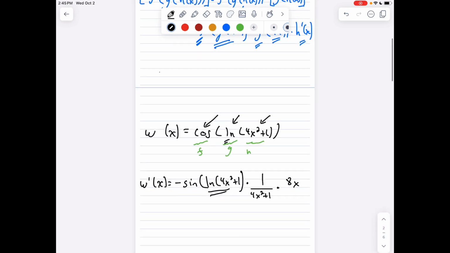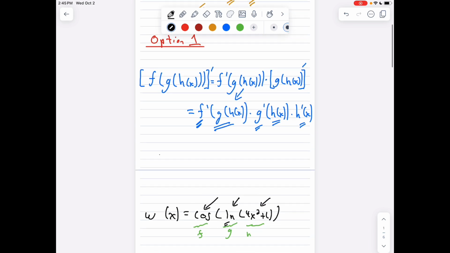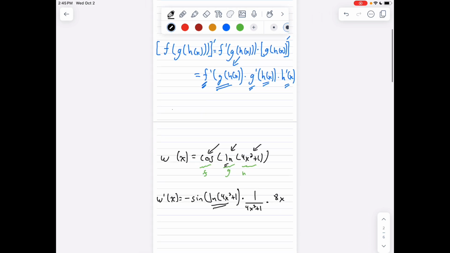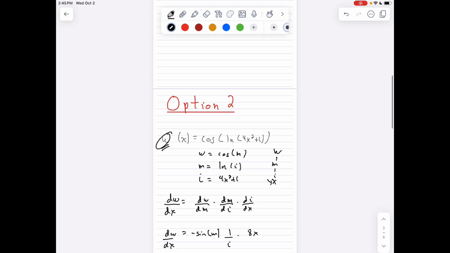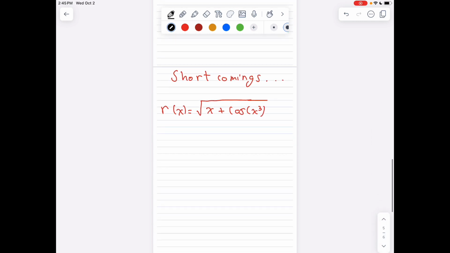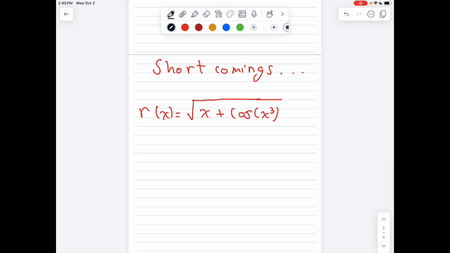The first method, if I had to say if there were any downsides to it, you're sort of keeping track of what the outside is, what the inside derivative is, and such, so be aware of that. Now, both these methods have shortcomings, okay? Like any method does. But for example, if you had r of x equals the square root of x plus cosine of x cubed, you could rewrite this as x plus cosine x cubed to the 1/2.